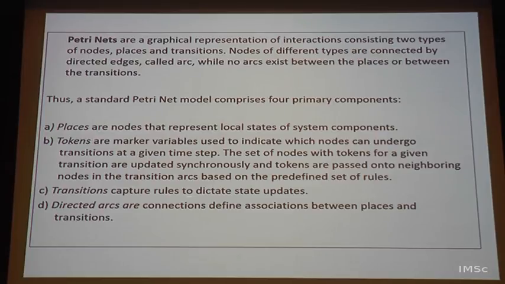So transitions capture rules to dictate state updates. State update is the change in state of a particular component. Again, as I said, an immune cell becoming an activated immune cell upon receiving a ligand. An antigen, for example, binds to an antigen presenting cell, and that recruits a T cell by binding to the T cell receptor, and then it becomes activated. So that kind of a change of state can be captured in these things. And directed arcs are the routes through which these things can be transmitted.